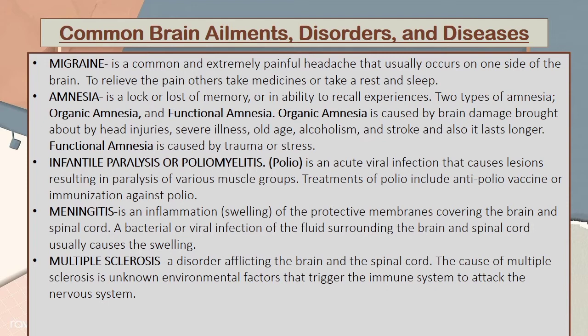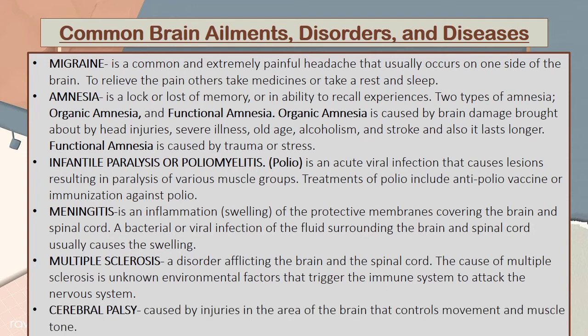Multiple sclerosis, a disorder affecting the brain and the spinal cord. The cause of multiple sclerosis is unknown. Environmental factors may trigger the immune system to attack the nervous system. Cerebral palsy, caused by injuries in the area of the brain that controls movement and muscle tone.